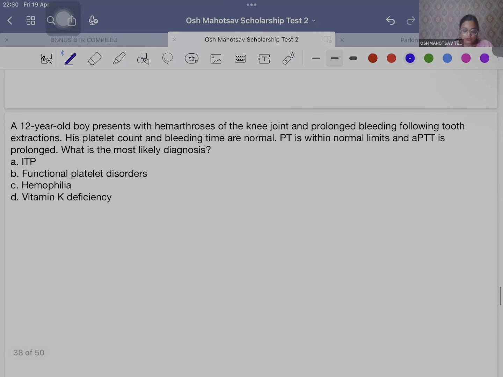Next is a 12-year-old boy who presents with hemarthrosis of the joint and prolonged bleeding following tooth extraction. Platelet count and bleeding time are normal. PT is within normal limits. Only APTT is increased. Okay, so if you know, PT, prothrombin time, we are using for the extrinsic pathway. What are the factors for the extrinsic pathway? Factor number 7, factor number 3.